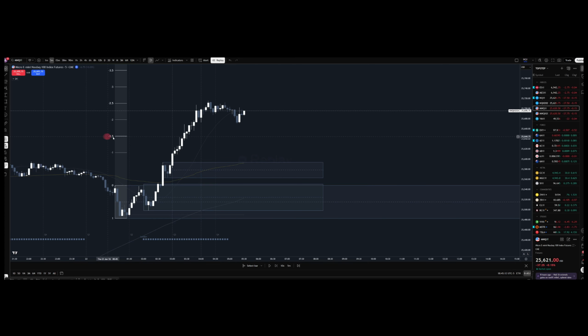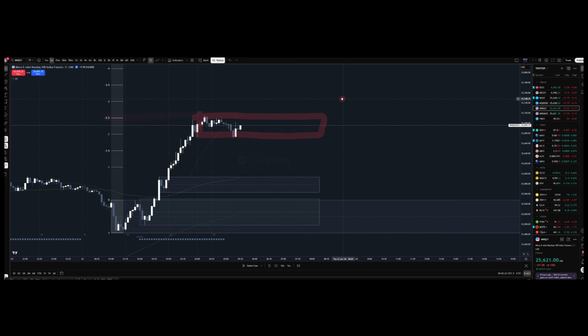We can see we have expansion. We didn't get a recube in here, but we hit SD 2.5, and then we can expect some consolidation.